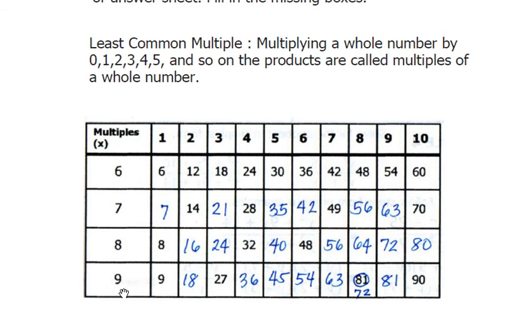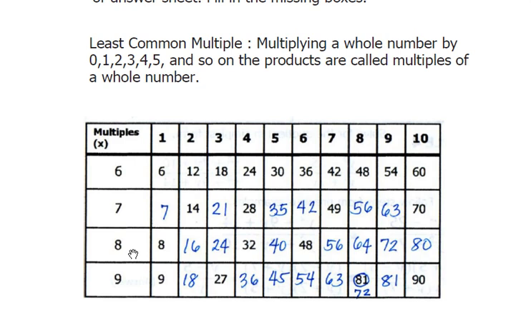In this case, let me demonstrate the multiples of 9. That means that 9 times 1 equals 9. 9 times 2 equals 18, and so on. So this becomes 27, 36, 45, 54, 63. And this is supposed to be 72. Just correct it in your module. And 81 and 90.